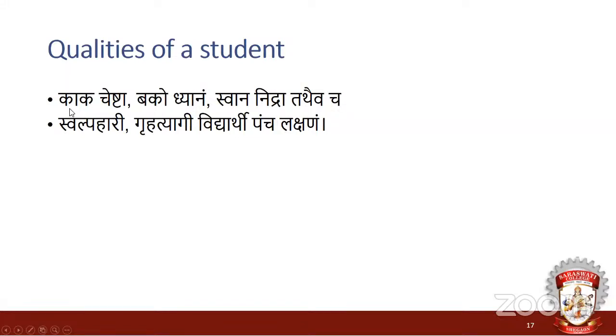The qualities of a student, whatever ancient wisdom says: kaka chesta, bako dhyanam, swan nidra, alpahari, grihatyagi. These are the five qualities of a student. Like a crow, cleverness. Like a heron, concentration. Like a dog, light sleep. Alpahari, eating little. Not that you eat a full stomach and sleep for 12 hours without getting up. That is not the characteristic of a student. And he should be away from the house.